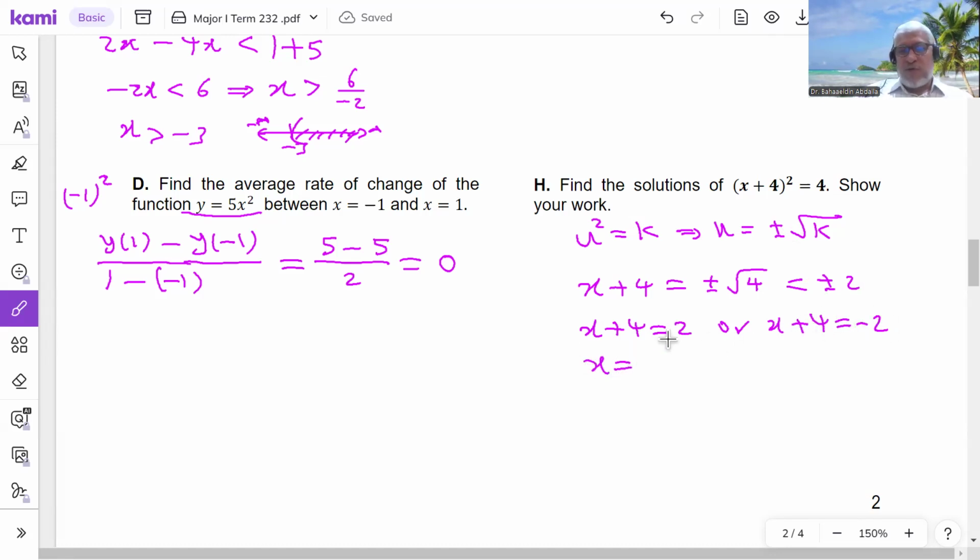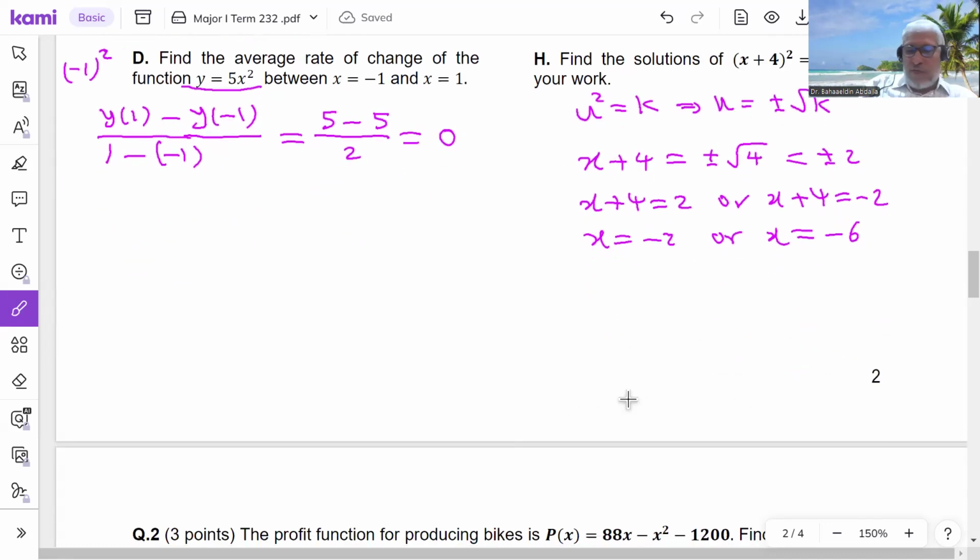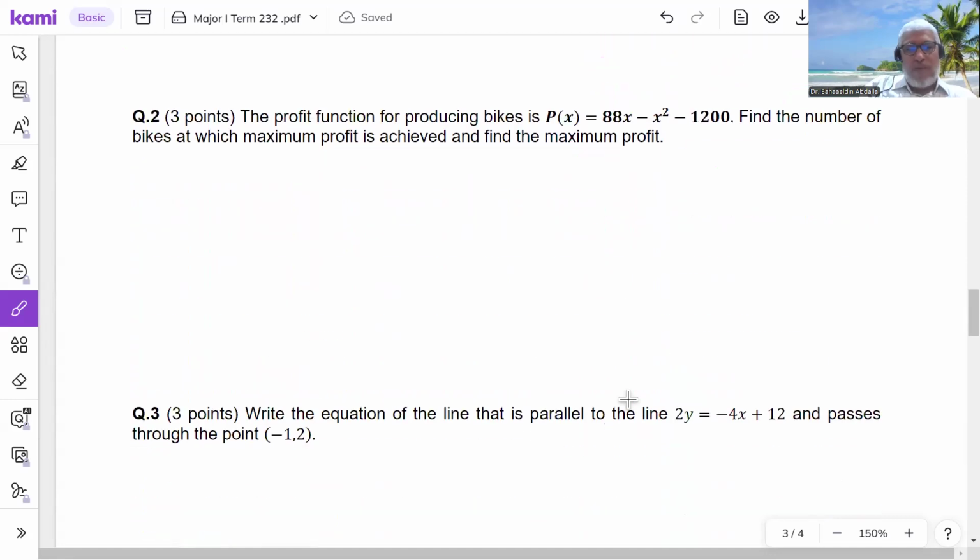So x would be 2 minus 4, that's -2, or x would be -2 minus 4, that's -6. So I have two solutions, -2 and -6.